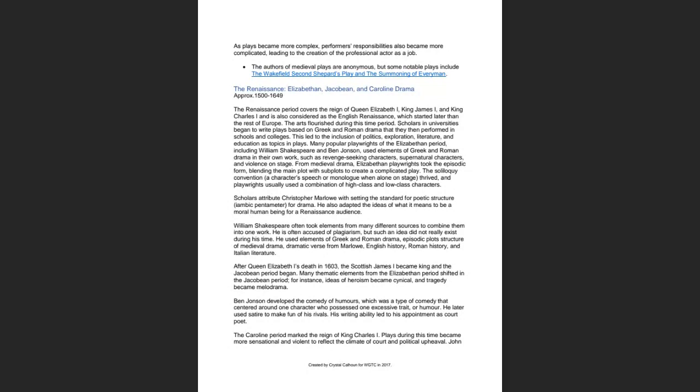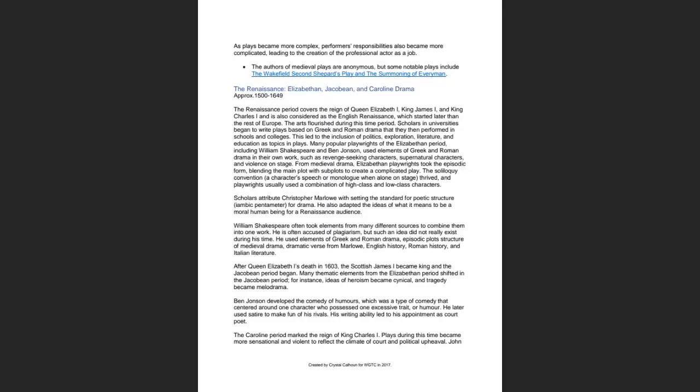After Elizabeth's death, we have King James. And some stuff from the Elizabethan period shifted to the Jacobean period. The ideas of heroism became cynical and tragedy became melodrama. Then we have Ben Jonson, who developed the comedy of humors, which is a type of comedy that centered around one character who possessed one excessive trait or humor. He later used satire to make fun of his rivals, including the Puritans, who we will learn about shortly.